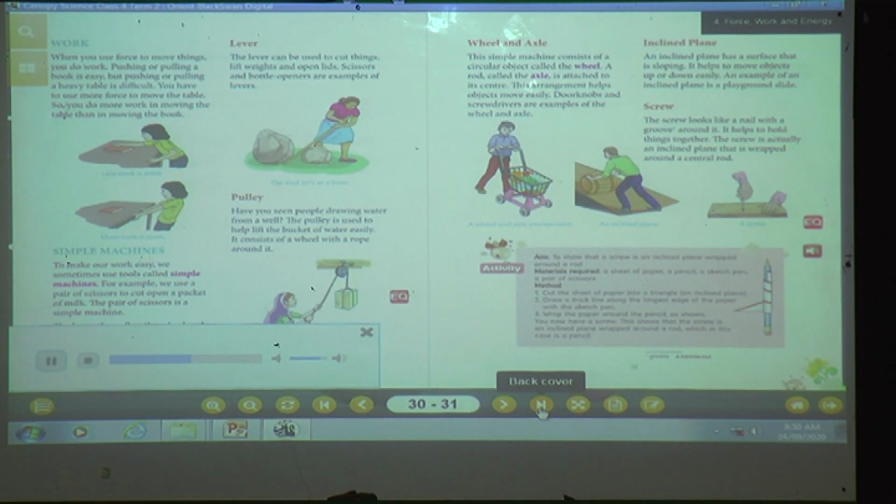Inclined plane. An inclined plane has a surface that is sloping. It helps to move objects up or down easily. An example of an inclined plane is a playground slide. Screw. The screw looks like a nail with a groove around it. It helps to hold things together. The screw is actually an inclined plane that is wrapped around a central rod.